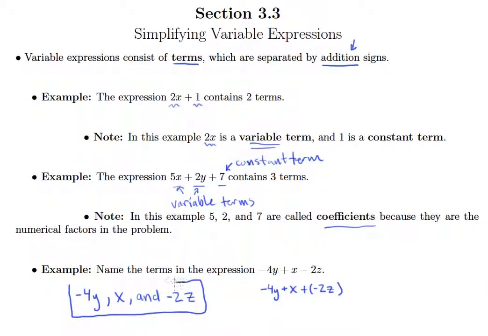Now in general, I don't need you to turn all minus signs into plus the opposite. You could also get the same information by just understanding, okay, negative 4y is a term, x is a term, and then negative 2z is a term. So if you don't do this step, that's fine, but it does bring you back to the official definition of a term, and that is that the terms are things separated by addition signs.